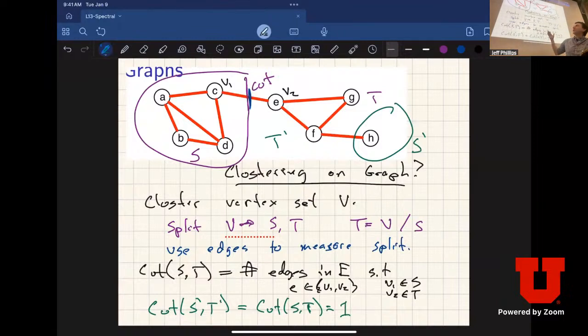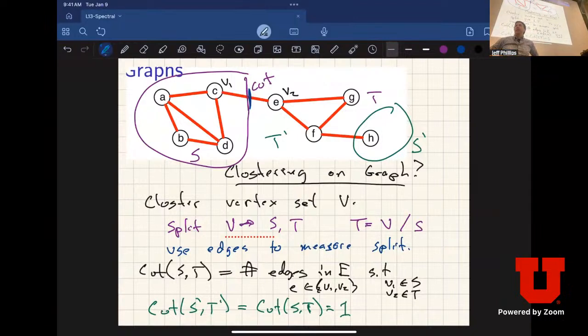All right, so which one do you think is better? Who thinks the S prime T prime cut is better? And who thinks the S T cut, the purple one, is better? Okay, all right. So why do you think the purple one is better? Yeah.